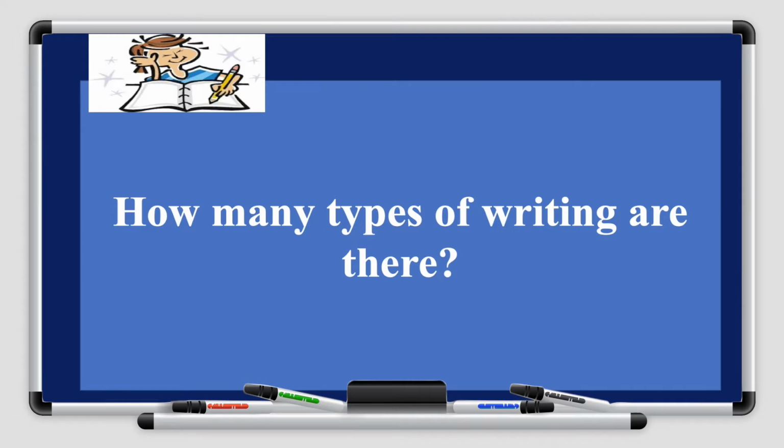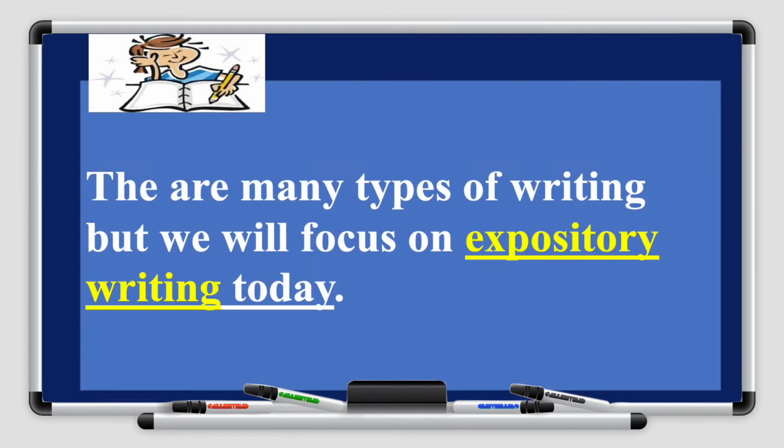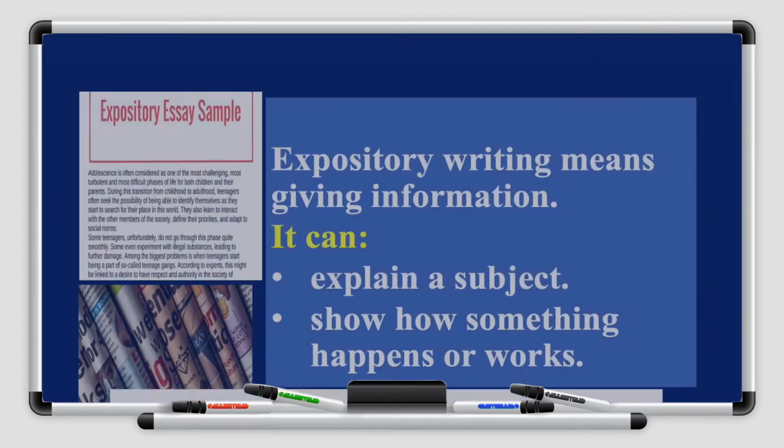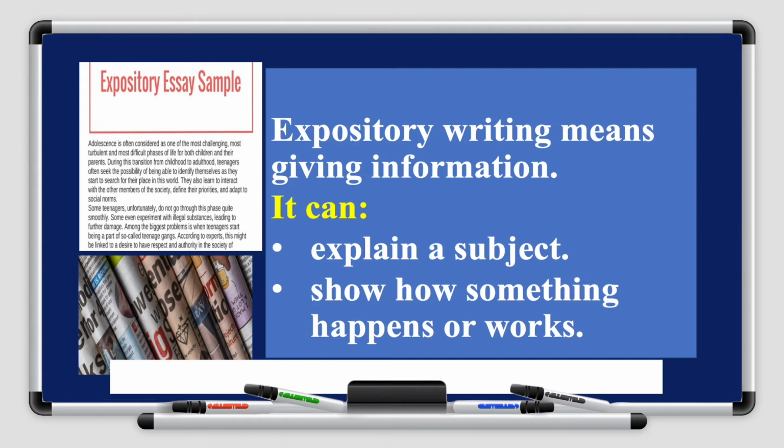We've written descriptive writing before. Now we will be looking at expository writing. Now, what is expository writing? It is giving information, any piece of writing that gives information. It can explain a subject, it can explain a topic. It shows how something happens or works. It gives you information, it gives you facts.